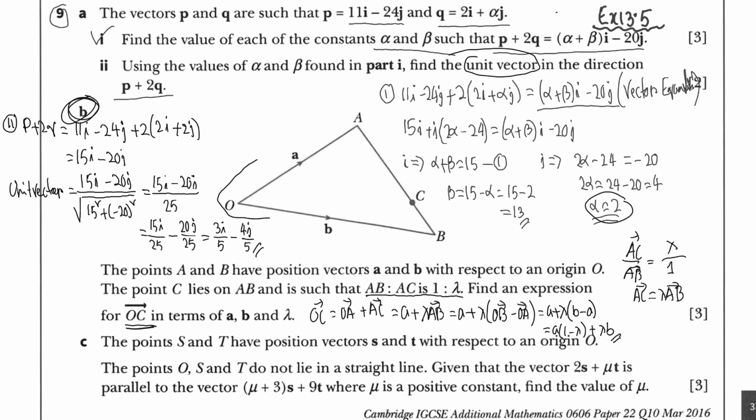Different question, and the next one is also different. S and T have position vectors s and t with respect to the origin O, and O, S, T do not lie in a straight line. Given that the vector 2s plus mu t is parallel to the vector this, two vectors are given in terms of s and t, and constants are given as well. Find the value of mu.